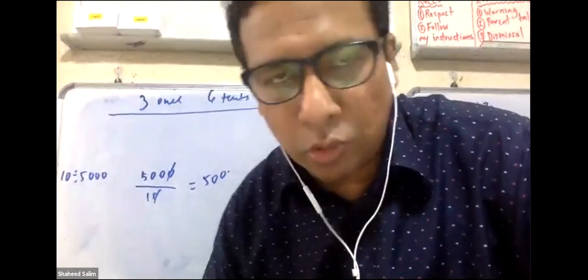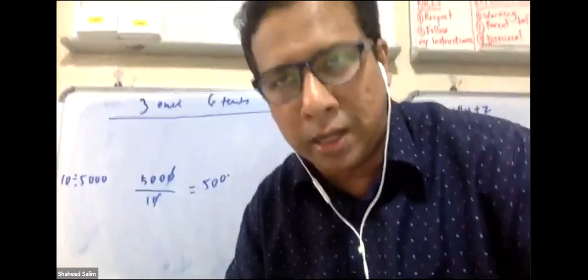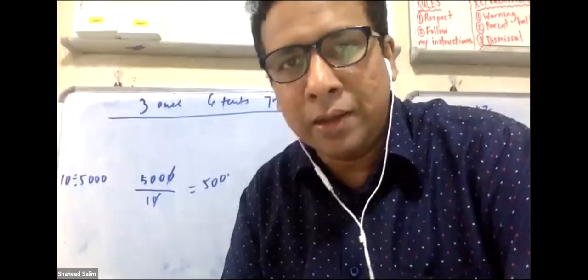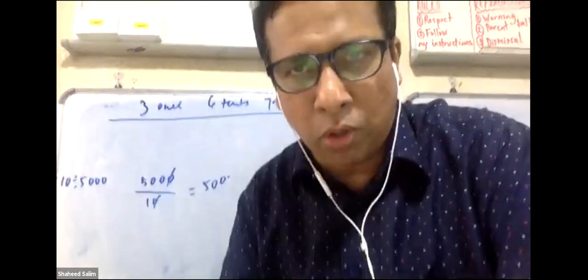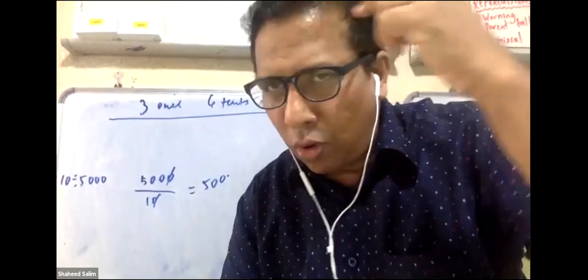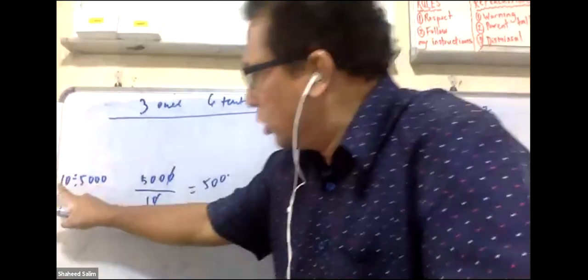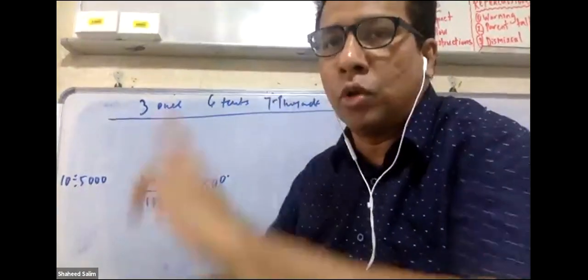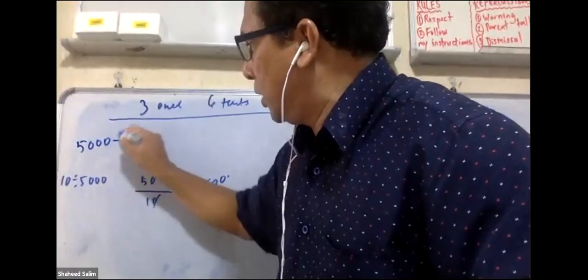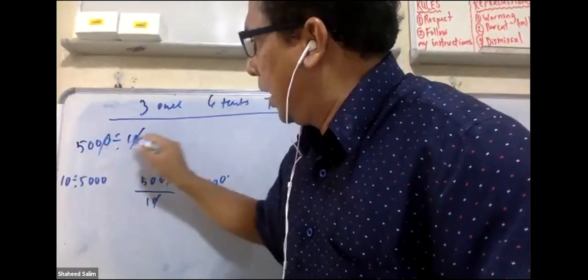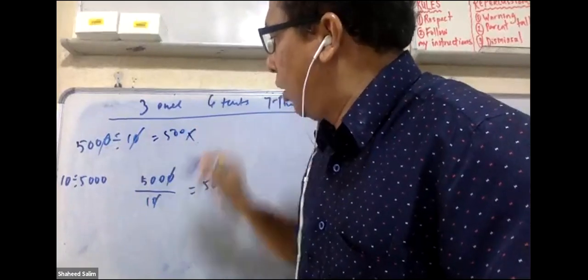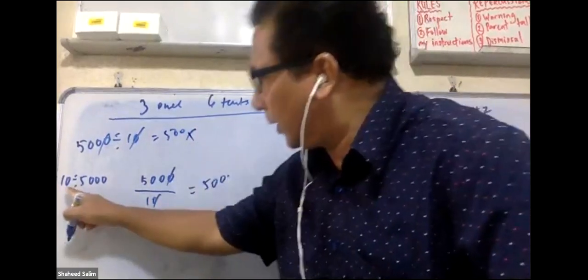Why does this happen to you? This happens because in earlier years, you have already learned to divide bigger number by smaller number. So you automatically think bigger number divided by smaller number. When you see smaller number divided by bigger number, you switch automatically. So be careful, right? You are giving this answer, 500, but this is the wrong answer. The question is given 10 divided by 5,000.